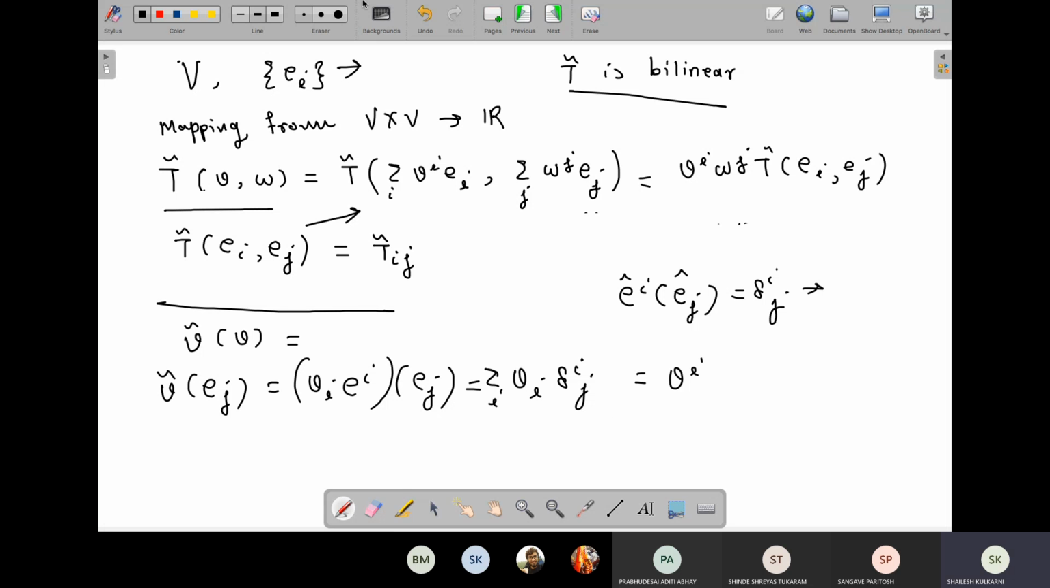Sorry, there is no reason I should write this upper thing. So this should be VJ. So the action of V tilde acting on EJ is to pick the jth component of the dual vector. Similarly, the action of T tilde on EI is to pick the ith component of whatever this quantity may be.